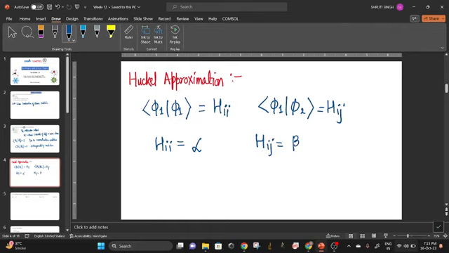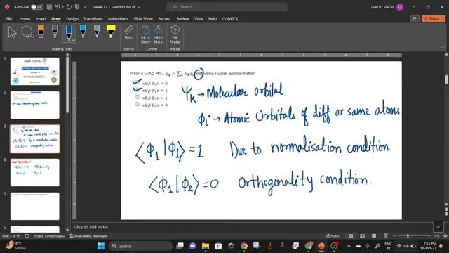But when this approximation is not used, this integral is equal to 1 and this is equal to 0. So here the answer is: the integral of psi 1 psi 2 equals 0 between different atomic orbitals of the same atom, because it is saying not using Huckel approximation.